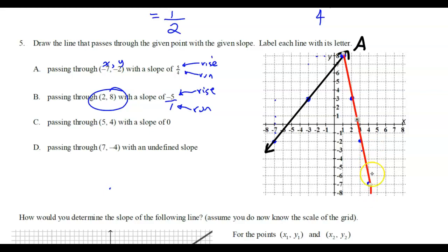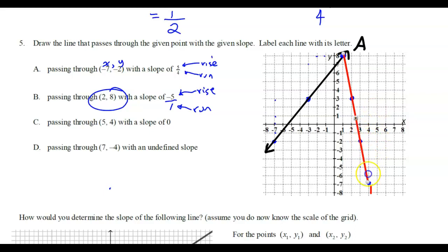Oh yeah, you crossed over 1, 8. Pardon? You crossed over 1, 8. 2, 8. Oh, did I? Oh, yes, I did.